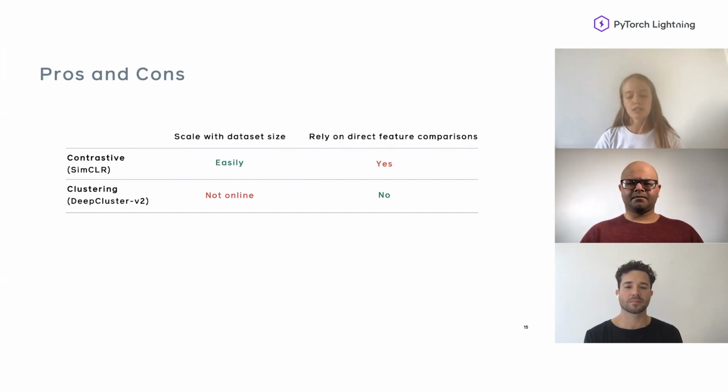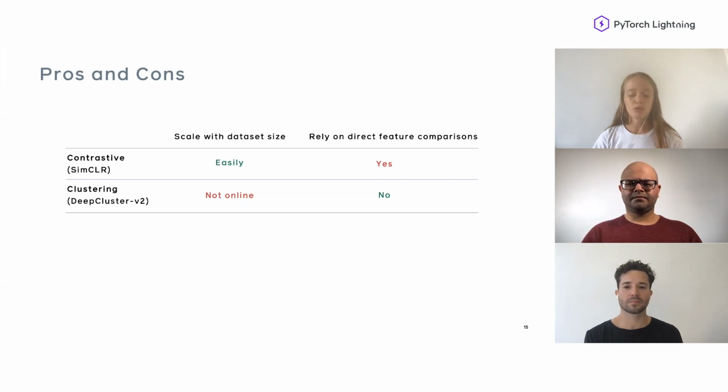Contrastive learning scales easily with the dataset size because it is an online method. Everything happens at the batch level, but it needs a lot of epochs to reach convergence. It is because it approximates a learning objective that relies on direct feature comparison between the features from the entire dataset. On the other hand, clustering does not scale well with the dataset size.